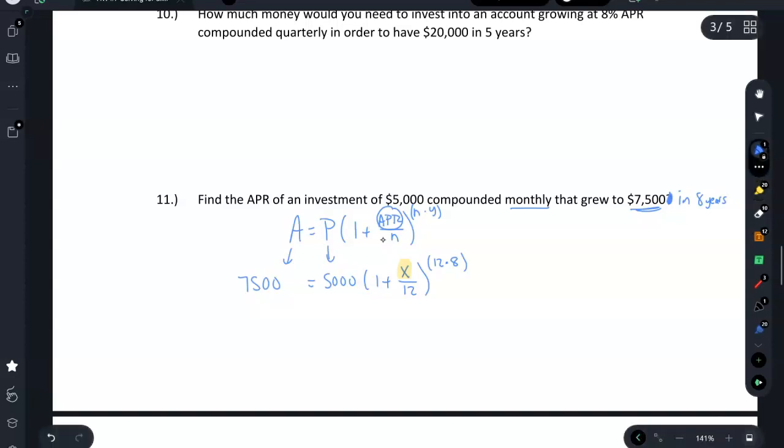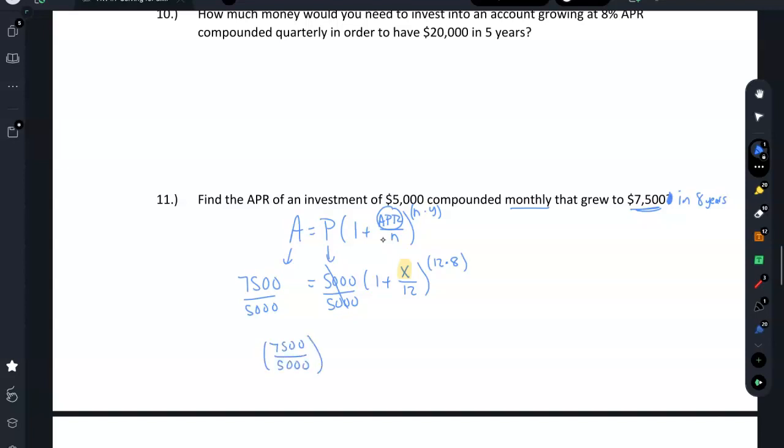So I am going to first divide by 5,000. And you can type this in your calculator. That would be a simple fraction to reduce, but I'm going to leave it exactly as is. 7,500 divided by 5,000 is equal to 1 plus x over 12, and I still need to keep all of that in parentheses. And I am going to do 12 times 8. I can do that in my head, which is 96. All right, so that's what I have on the right-hand side.